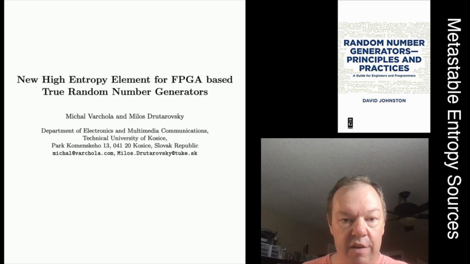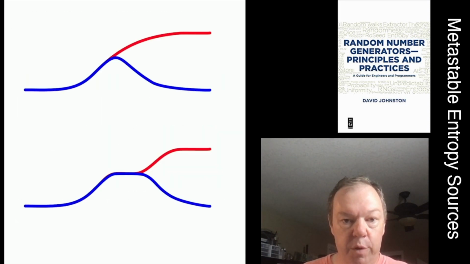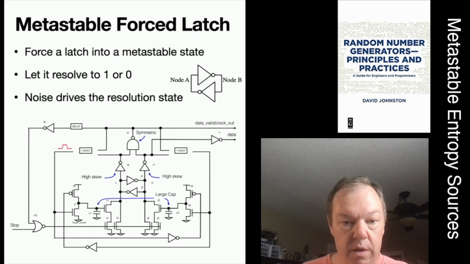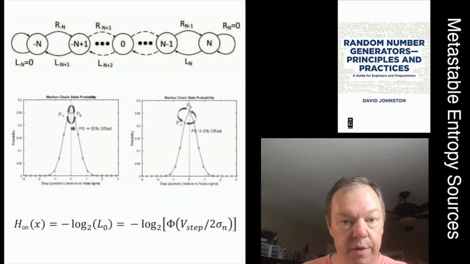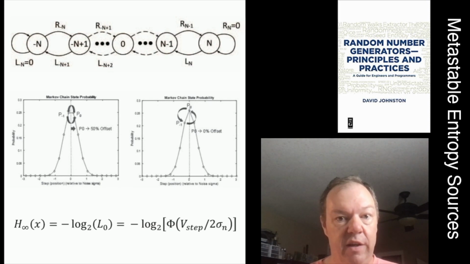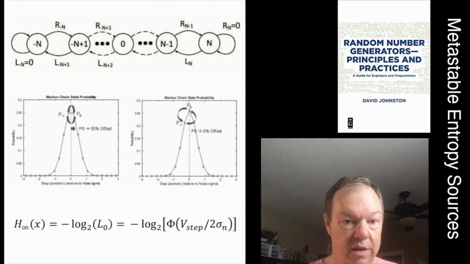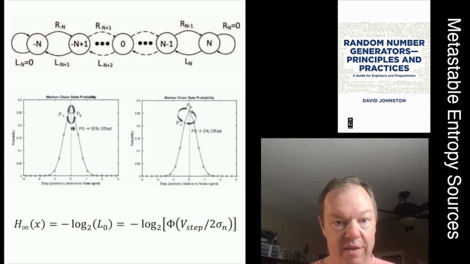But these things cover most of the types of metastable sources, with the added benefit that there is a lot of understanding of metastability and mathematical models that we can use to exactly predict the entropy that comes out of one of these things. And that means we don't just have a circuit which appears to be random. We have a theoretical model that tells us how random it is.